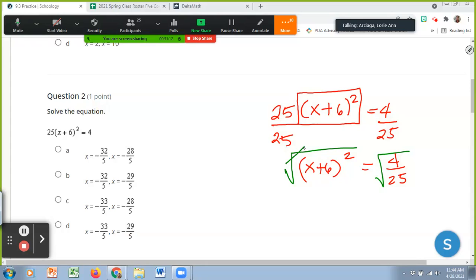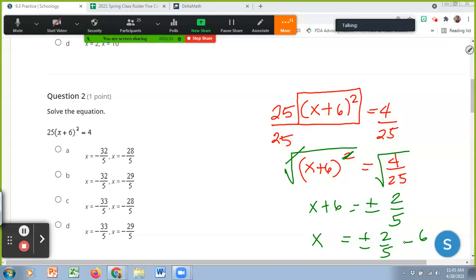And remember, the square root and the square cancel, so you're left with x plus 6. Okay, help me out. What will I write here? Square root of 4 and square root of 25. 2/5. Very good, 2/5. Okay, but now we have a 6 over here. So what are we going to do with the 6? We have to move it over to the other side. So we have to subtract it. Plus or minus 2/5 minus 6.